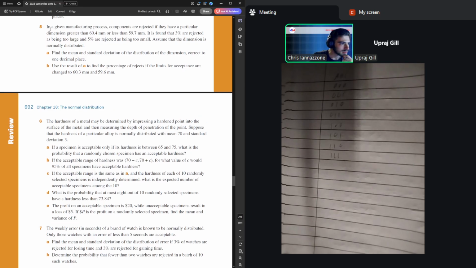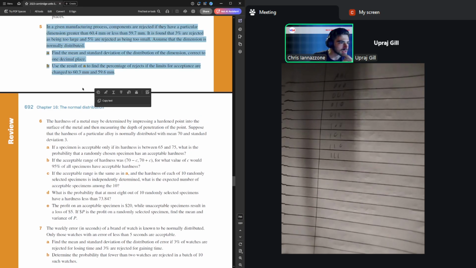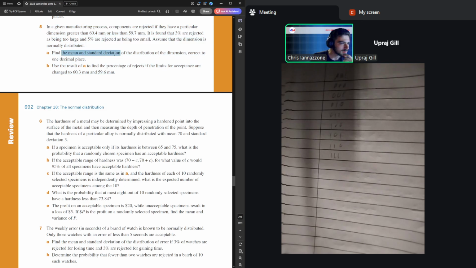Cool. Okay. Question 5 looks relatively short. Find mean and standard deviation. So even without listening to any of this, you can probably already know roughly what you should be doing.